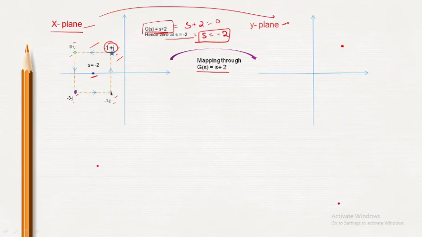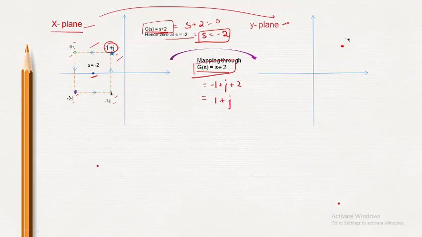So this 0 is being represented over here, and you can also see that the 0 of this function through which we are mapping is lying inside this contour. It's not lying outside the contour. So now I'll be doing the mapping. First of all, if I map -1 plus j through g(s) equal to s plus 2, then I have to substitute the value of s as -1 plus j plus 2. So this will become equal to 1 plus j.